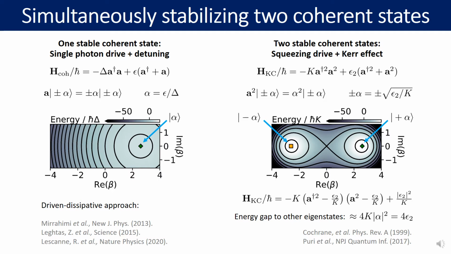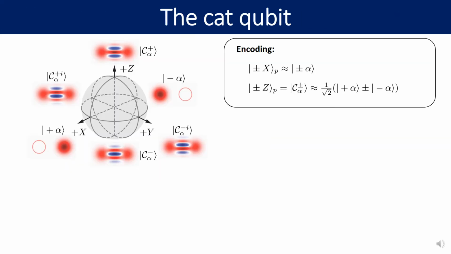Now, how do we actually encode the qubit into these coherent states? Here I'm showing you the encoding of this cat qubit. And you can see that we are placing the coherent states plus and minus alpha along the x-axis, and then the other axes are spanned by their superpositions. For instance, along Z, we have the even and odd superpositions of these two coherent states, which are called even and odd Schrödinger cat states, and they involve only, respectively, even or odd photon numbers.